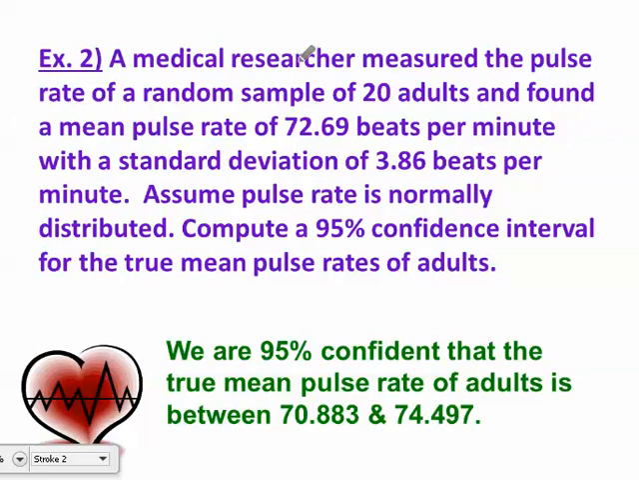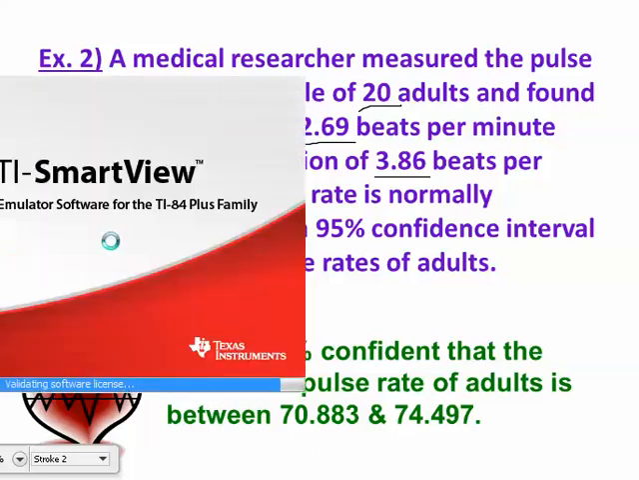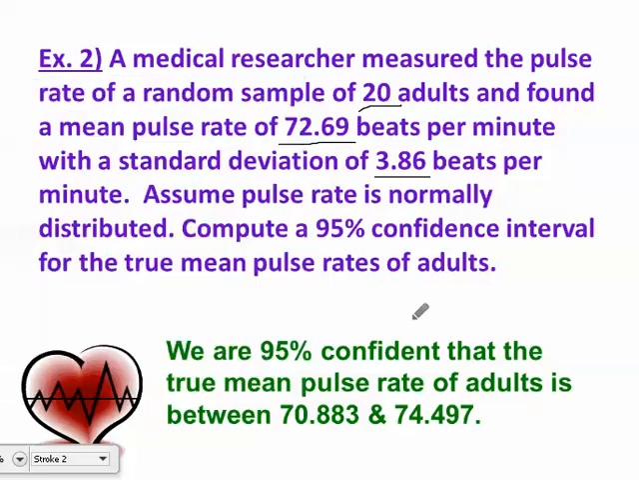Let me give you an example. A medical researcher measures the pulse of a random sample of 20 adults. The mean pulse rate is 72.69 beats per minute with a standard deviation of 3.686 beats per minute. Assume pulse rate is normally distributed. Well, you'd normally have to try to prove it, but this time we're just going to assume that it's true. Compute a 95% confidence interval for the true mean of the adults.